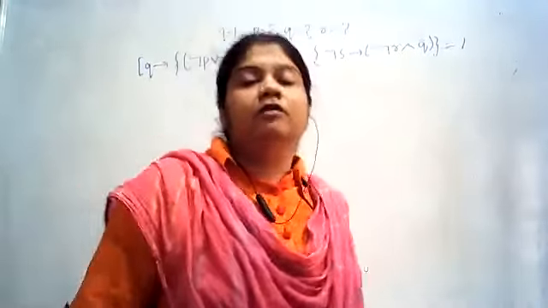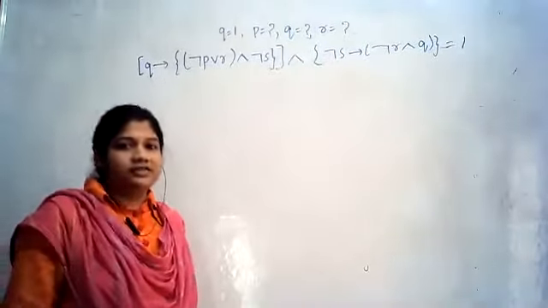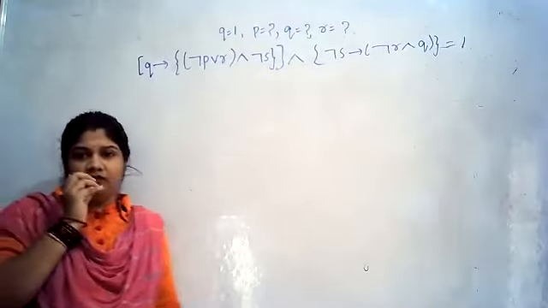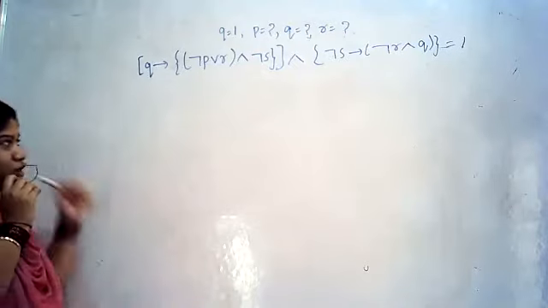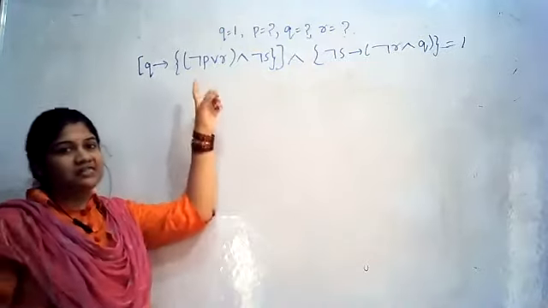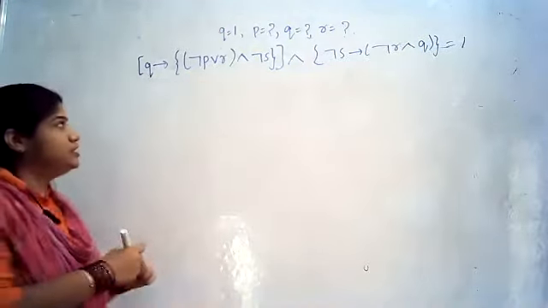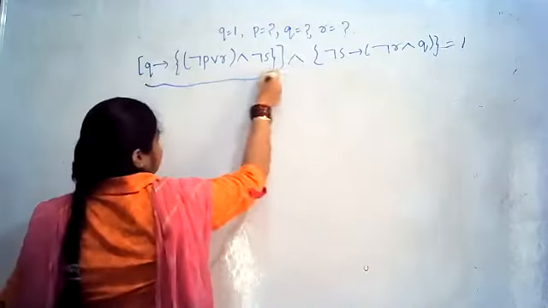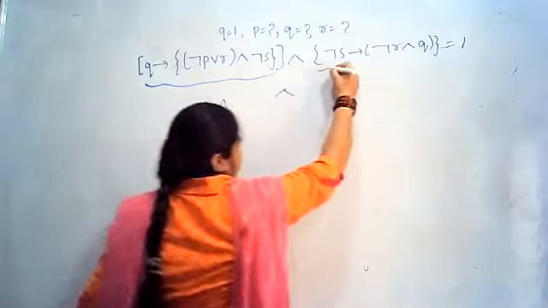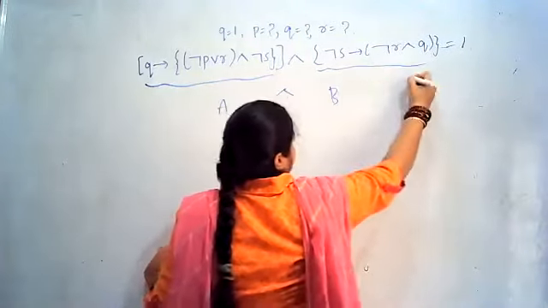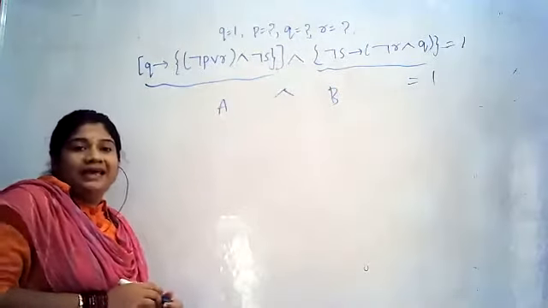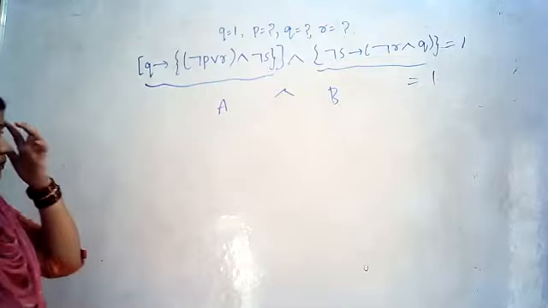Okay. So in the last class we had already seen this proposition Q. They have given the truth value. P they have not given, R they have not given, but only Q they have given. Along with Q, something they have given in this question. Consider this to be complete A. If you consider this to be capital A, this is a conjunction. If you think this to be complete B, then A conjunction B is equal to 1. They have given A conjunction B is equal to 1.